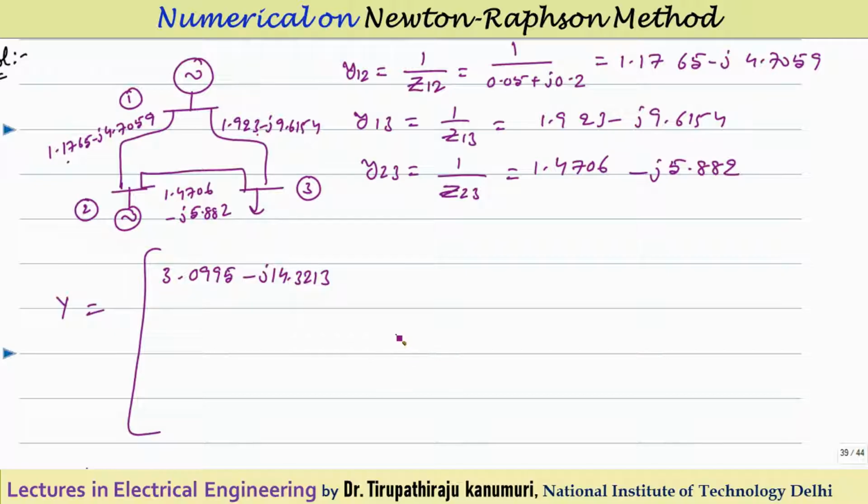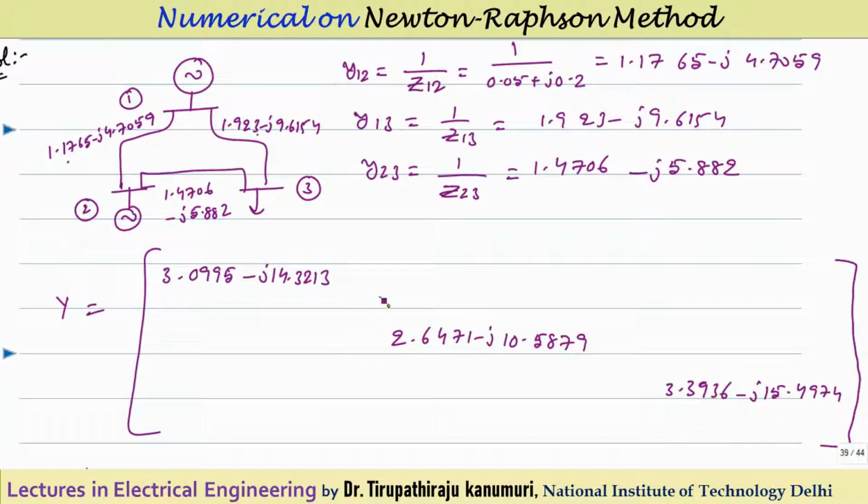Similarly, the second element, that means Y22. For bus 2, what are connected? This 1.17 is connected, 1.47 is connected. Take the sum of those two. It will be 2.6471 minus j10.5879. Similarly, the third diagonal element also we can calculate. What are connected to 3? 1.4706 is connected, 1.923. Those two I am taking the sum, it will become 3.3936 minus j15.4974.